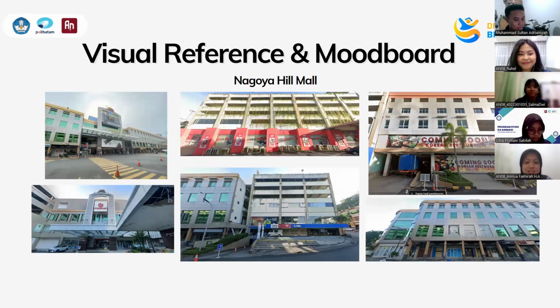So I will explain this slide. This is a visual reference and mood board for Nagoya Hill Mall. We use Google Earth and also visited the location to explore the building. Next.